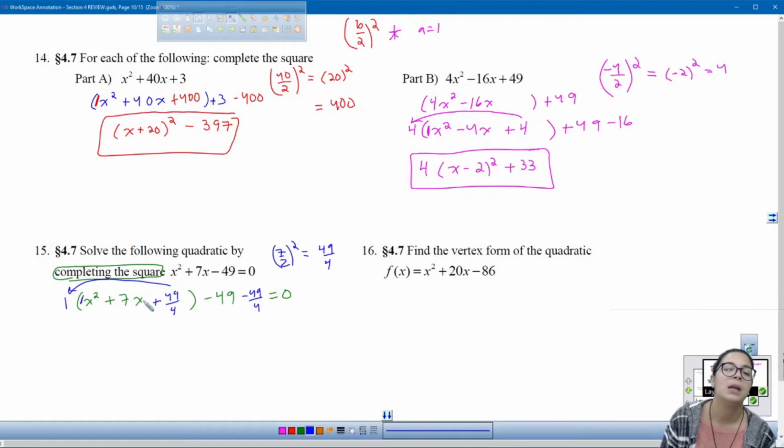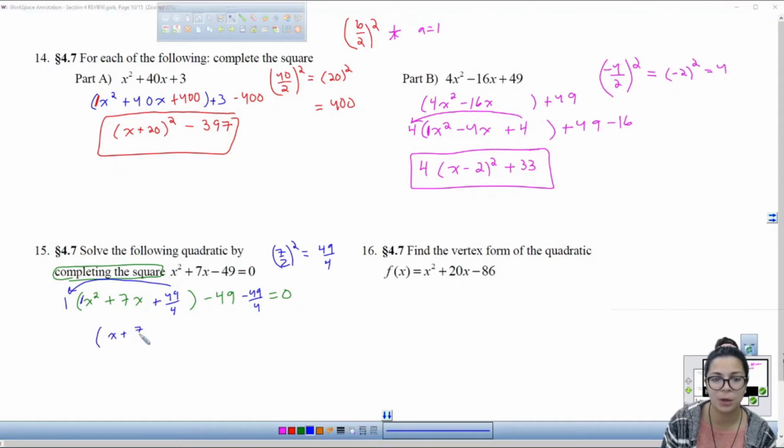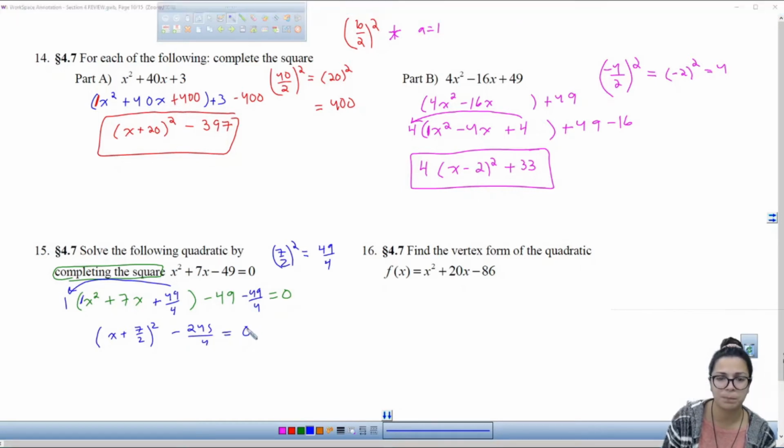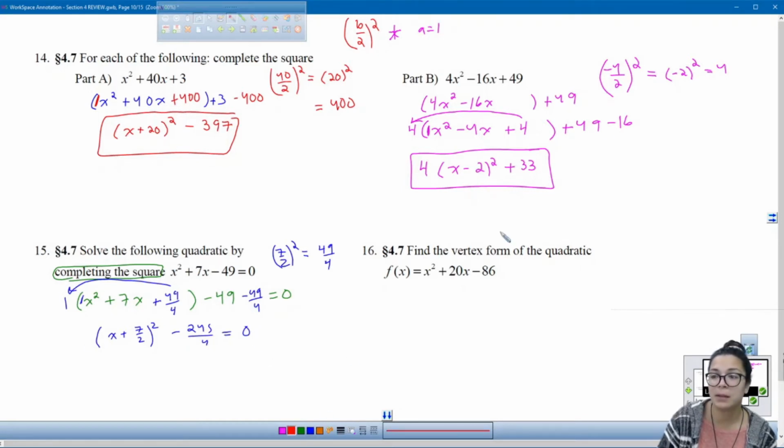So now I'm going to go ahead and factor this. It's a perfect square trinomial, so it actually factors to x plus 7 over 2 squared. 7 over 2 plus 7 over 2 is 7. 7 over 2 times 7 over 2 is 49 over 4. And then negative 49 minus 49 over 4, if you simplify that, is negative 245 over 4. Okay, that's just fraction operations there. Now, that's completing the square.